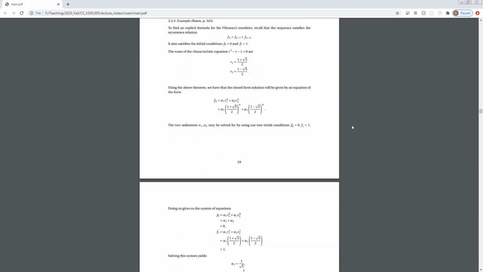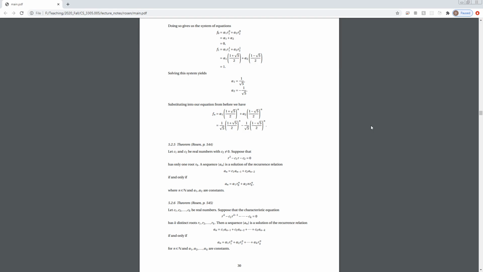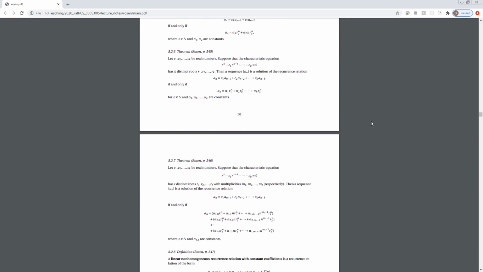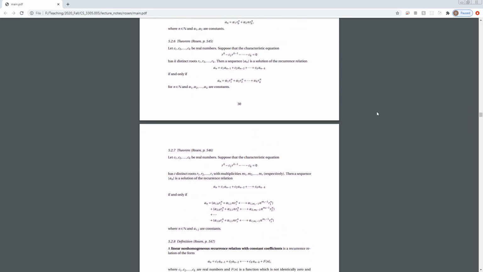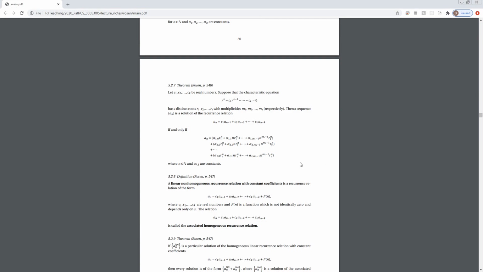Okay, so we discussed characteristic roots and characteristic polynomials, and then what to do if the characteristic polynomial is of degree k instead of degree 2. What to do if our degree k polynomial has multiplicities greater than 1, right?